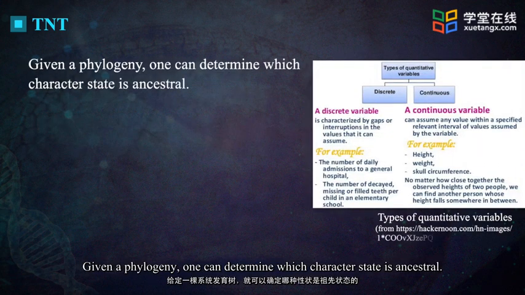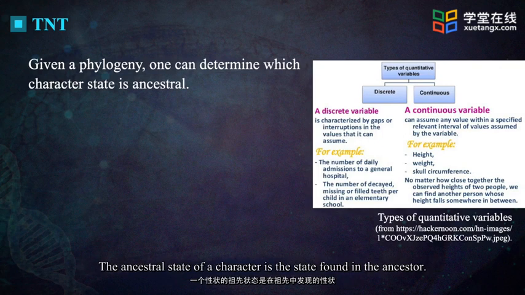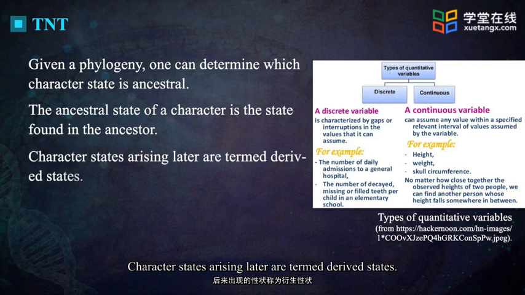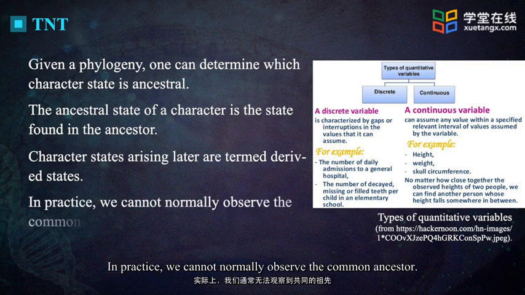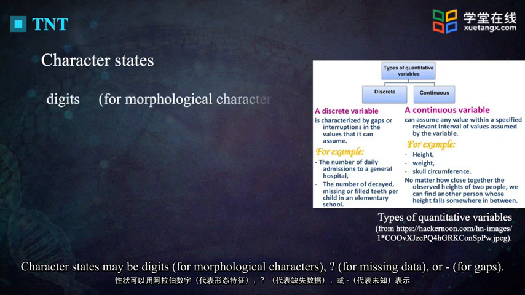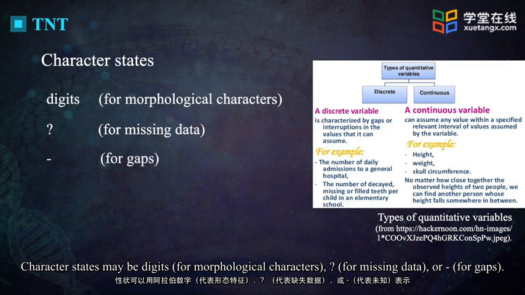Given a phylogeny, one can determine which character state is ancestral. The ancestral state of a character is the state found in the ancestor. Character states arising later are termed derived states. In practice, we cannot normally observe the common ancestor. Character states may be digits for morphological characters, a question mark for missing data, or a hyphen for gaps.